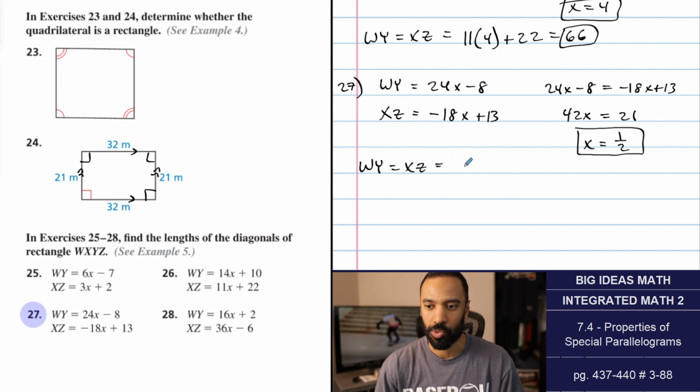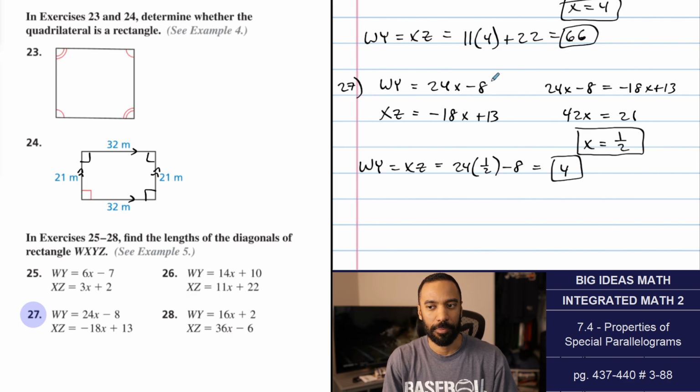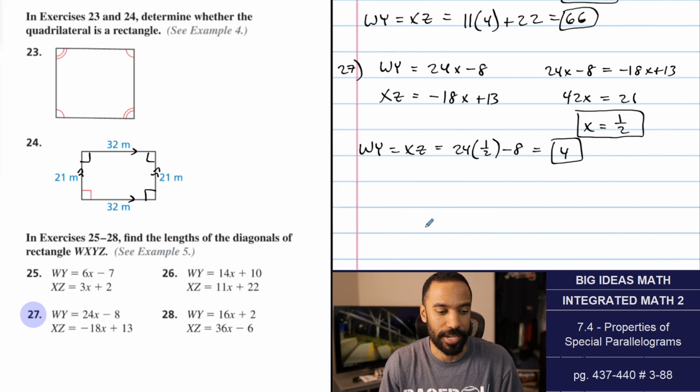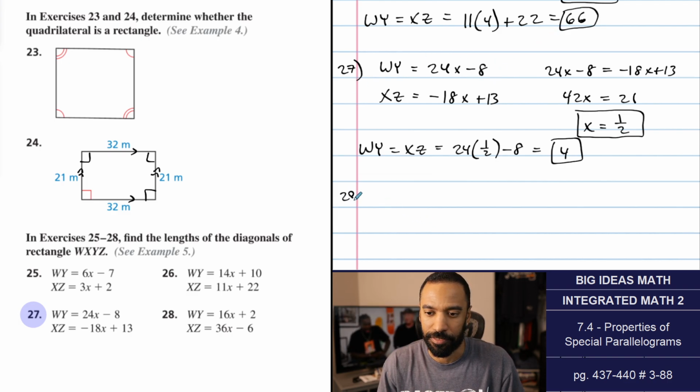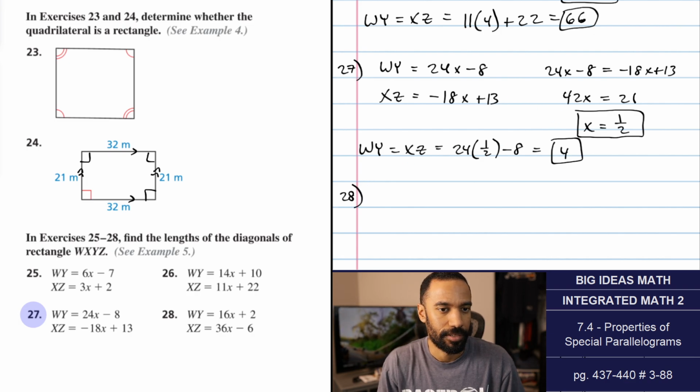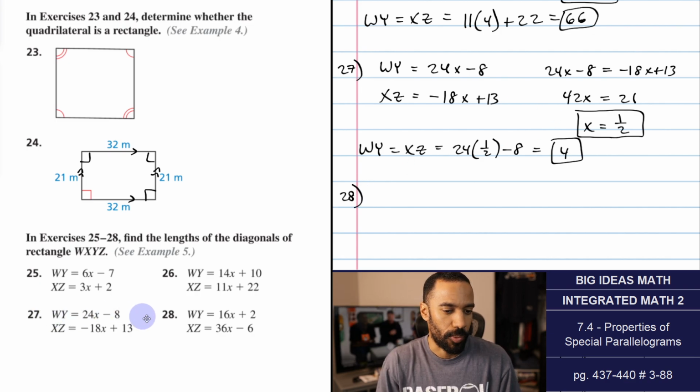Let's take half of 24. 24 times 1/2 minus 8. That'll be 12 minus 8, which is 4. Last time we had really long diagonals. Now we have really short diagonals. I forget the diagonals of the other one already. 11, I think. And number 28.